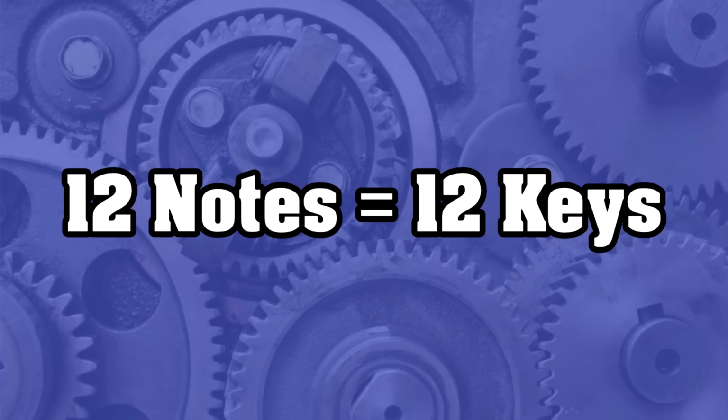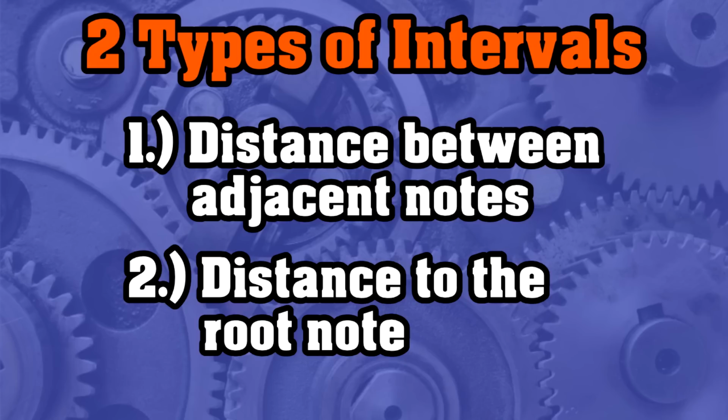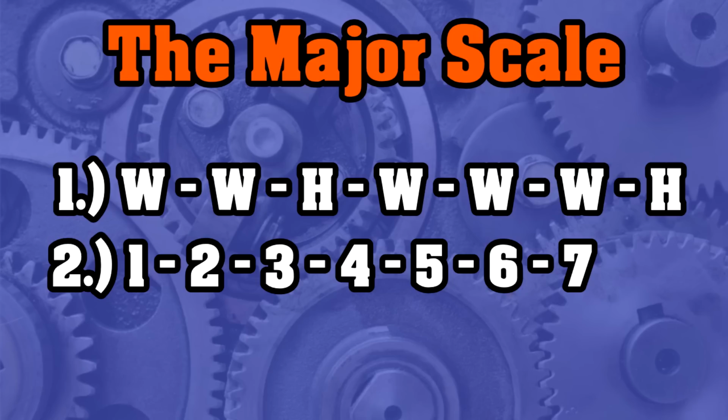Since there are 12 notes, there are 12 potential keys. A key consists of 7 unique notes, which are determined by choosing any one of the 12 potential starting notes and then playing the major scale. The major scale is a combination of 7 specific intervals. Remember, there are 2 different types of intervals. There's the distance between adjacent notes, and there's the distance to the root. So here's the major scale formula written out using both types of intervals.